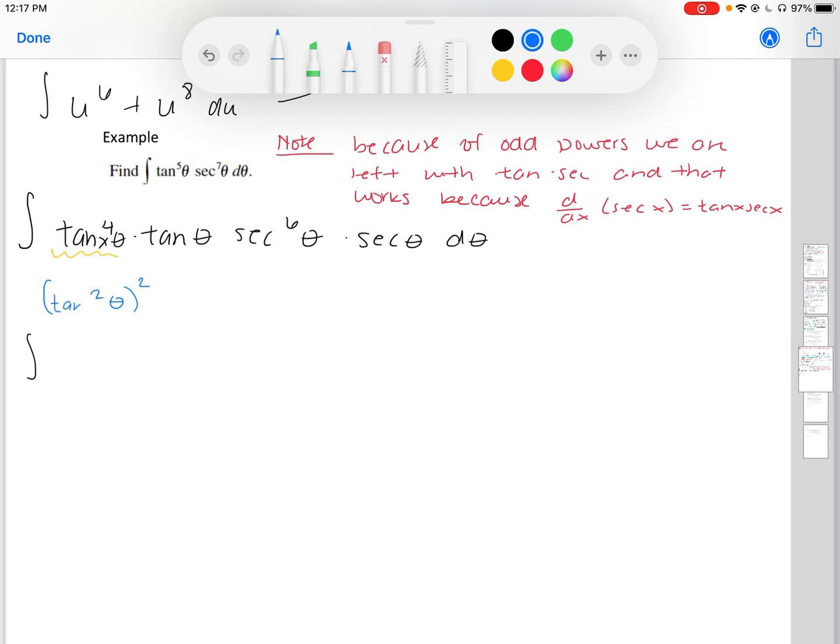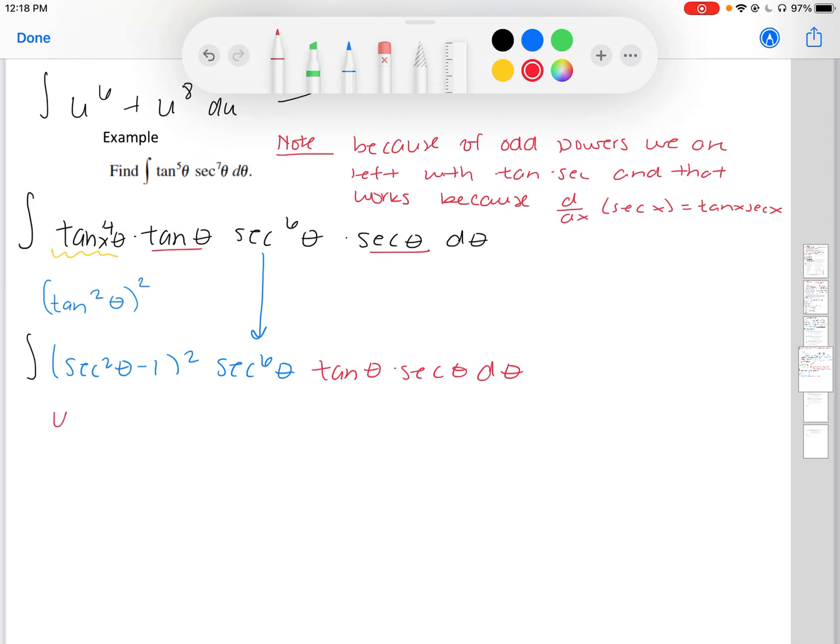I'm going to try tangent. I got ahead of myself. We can think of tangent to the 4th power as tangent squared squared. And we can use a Pythagorean identity to have secant squared theta minus 1 squared, times secant to the 6th power. And remember that tangent and secant that were left over? We'll write them together. You don't have to write them together. Remember, everything's being multiplied. I'm just setting myself up so I can visually see my u substitution.